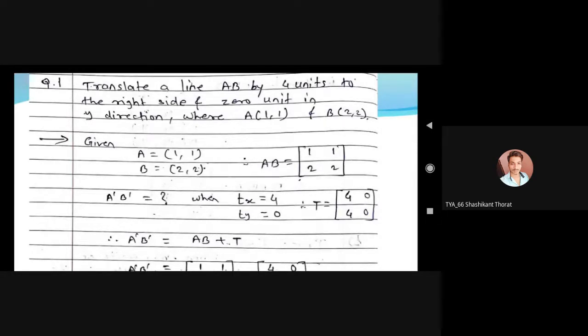So they have given the location of transformation. First of all, write down the given data. A is equal to (0, 1), B is equal to (2, 2). This is a line, the location of that coordinate. Everything is positive, so it will be in the first quadrant.